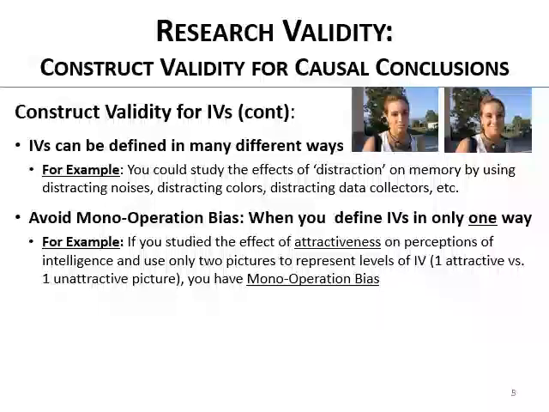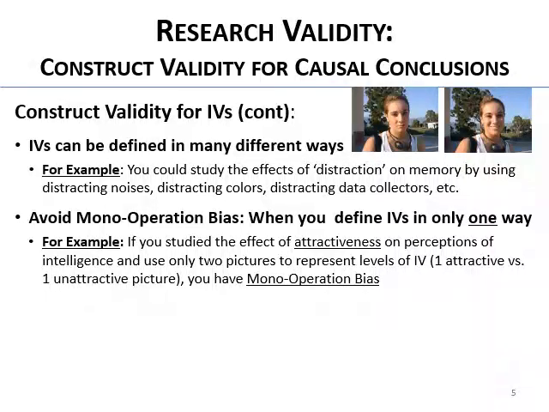So for example, let's say you wanted to study the effect of attractiveness on perceptions of intelligence, and for your manipulation of your IV, you use these two pictures up top. There's one picture where the person's smiling, one picture where they're not smiling, and you want to know if they view this person as more intelligent or not, right? And the problem is you've used exactly one person. You have mono operation bias. It's the same person used twice.